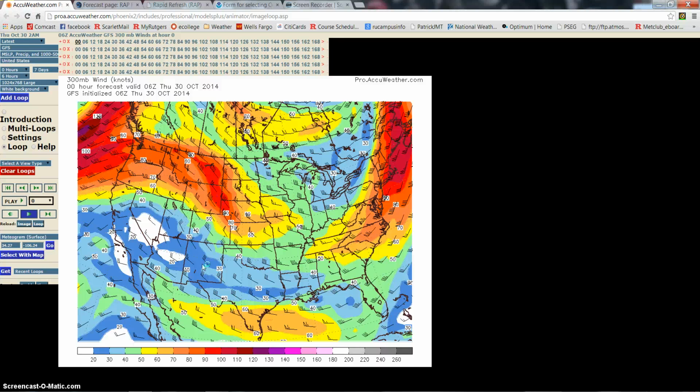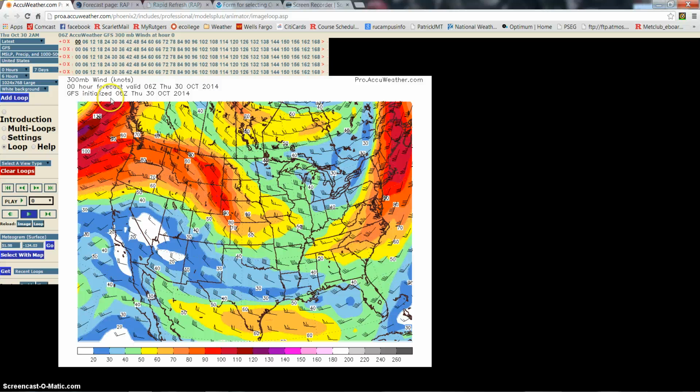So this is a 300 millibar map. Now a millibar is a unit of pressure. The surface pressure on the Earth, on average, is around 1,013 millibars. So usually pressure decreases as you go up in altitude. So 300 millibars is towards the top of the atmosphere, and this is usually around where we see the jet stream. So that's what this map is showing.